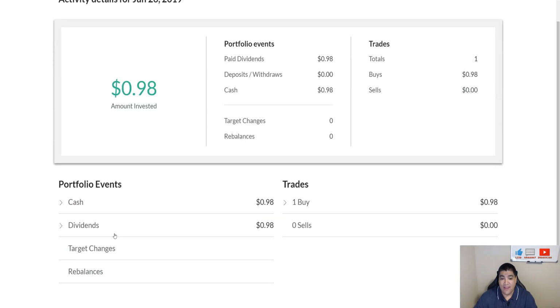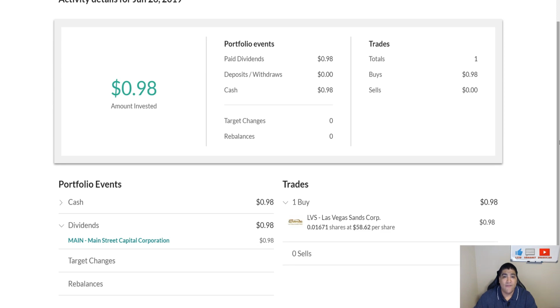ago, we had a dividend get paid out again, Main Street Capital, of 98 cents. Now 98 cents on M1 Finance, you can't usually reinvest that, but for some reason, because I probably had a buy order set for Las Vegas Sands, it reinvested that dividend automatically into where I had specifically targeted it, which was Las Vegas Sands. So 98 cents was all I had here to invest.